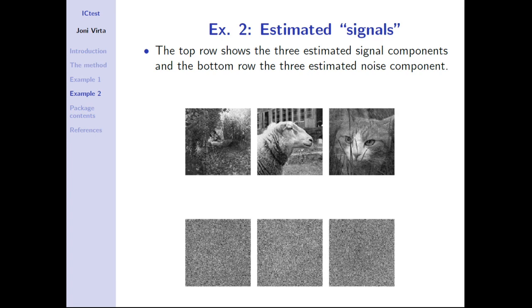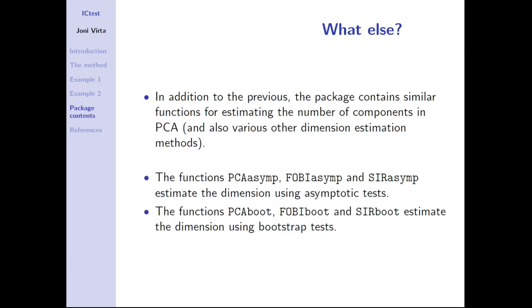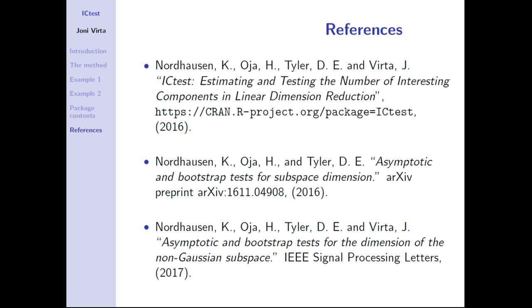So those are 2 examples, and what else is in the package? There's also PCA, as I mentioned, but I didn't include an example of PCA because PCA is much more boring than these 2 methods. And every function has 2 versions: the asymptotic version, which works for high sample sizes, and the bootstrap version, which works for both low and high sample sizes, so you can take your pick. And then finally some references, so the package itself and 2 papers about the theory behind the methods.